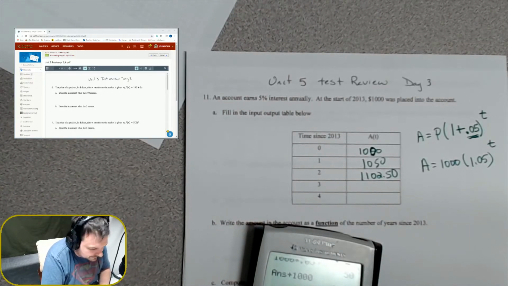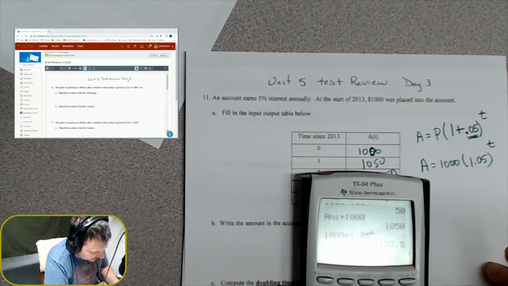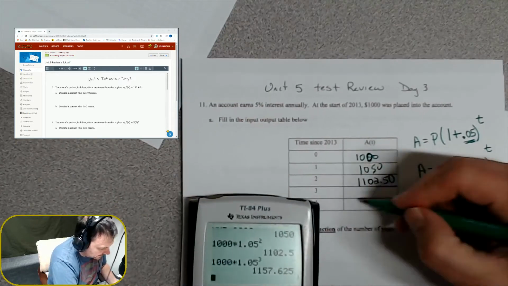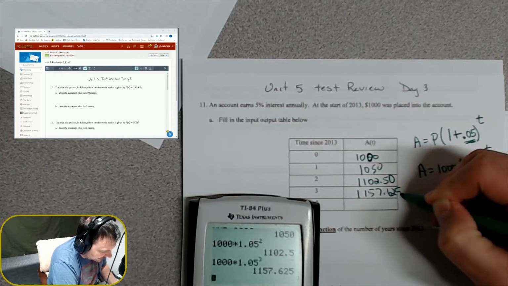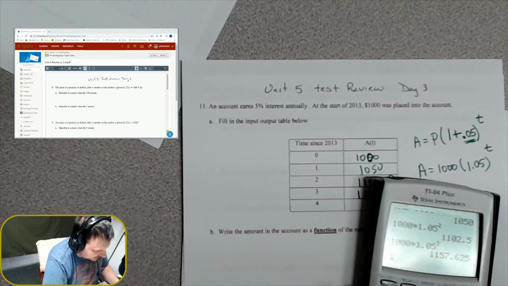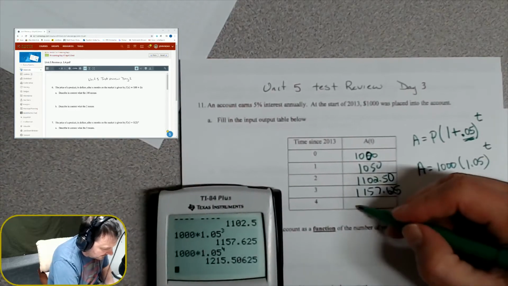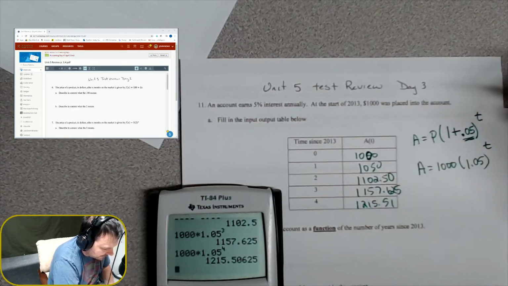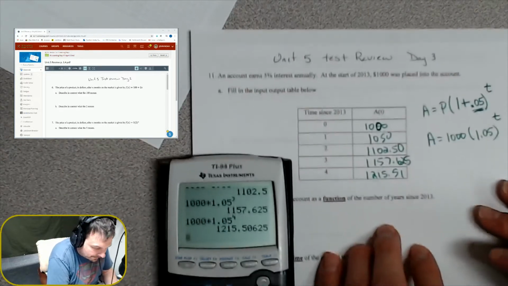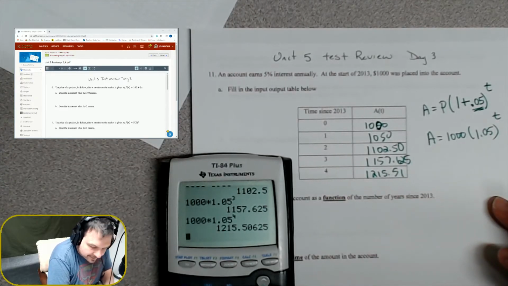Everybody see that? And if I want 3, just watch this little trick: second enter gets you back up here, and you can type a 3 in there, and then it's 1157.625. Then second enter again, and we can type a 4 in there. You could do that on any TI calculator. 1215.5, I'll round for money. You see what I mean? All you have to do is plug in whatever one you want to see how it's growing.